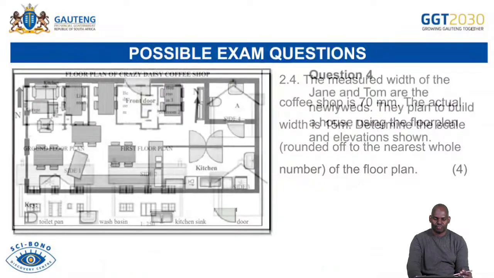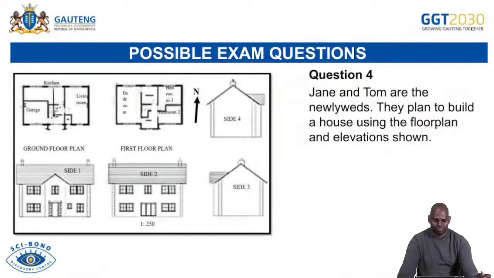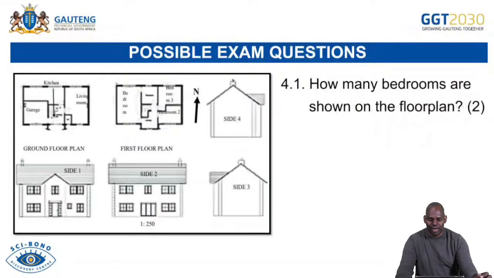Okay, the next question, question 4. Jane and Tom are newlyweds. They plan to build a house using the floor plan and elevation shown. Then 4.1, they ask how many bedrooms are shown on the floor plan.